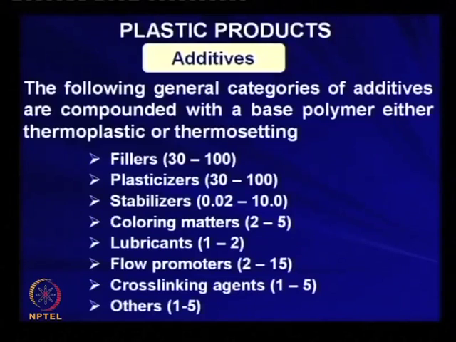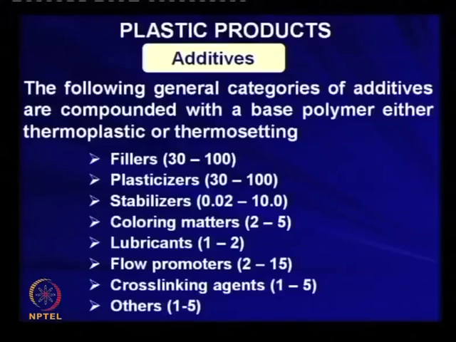Then the final product may remain in thermoplastic stage or in thermoset stage. If it is to be produced in thermoset condition, as a thermoset type of product, then you have to use some cross linking agent, and there are various other miscellaneous ingredients like antistatic agents, flame retarding agents, fire retarding agents. So, other ingredients are used.